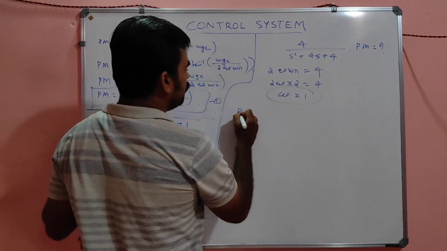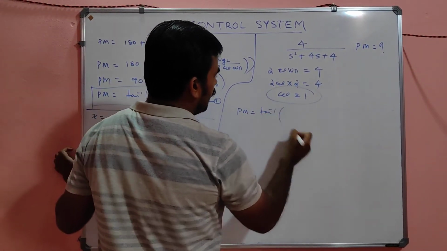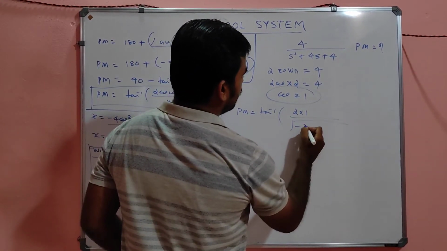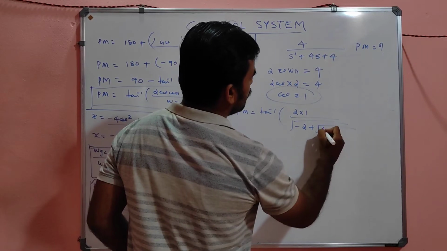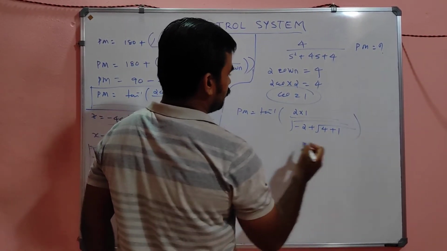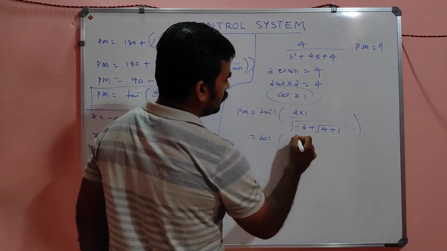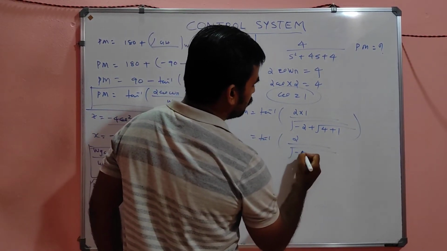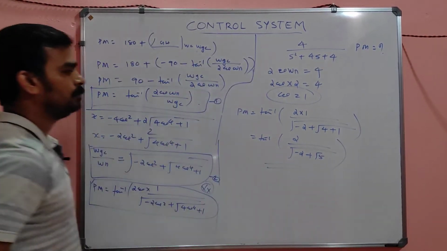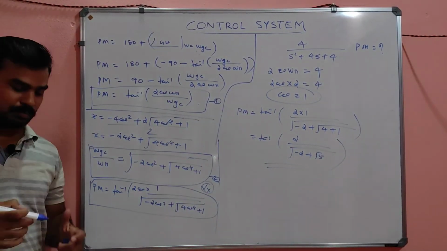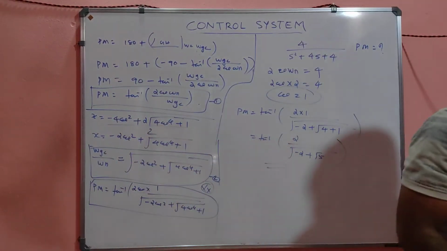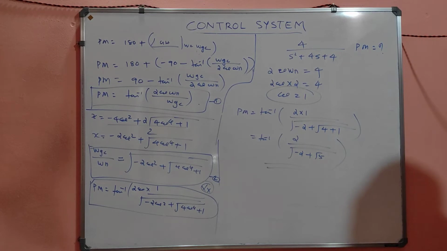And phase margin will be nothing but tan inverse 2 theta, that's 2 into 1 divided by root of minus 2 plus root of 4 theta to the power 4 plus 1. That is tan inverse 2 divided by root of minus 2 plus root of 5. That's all. In the options you will get this answer. How beautifully you derived it, how simply you found it.